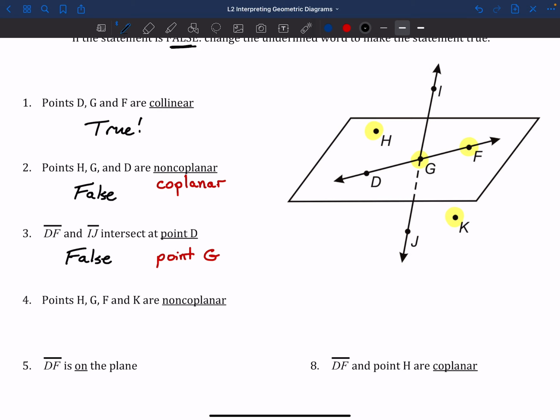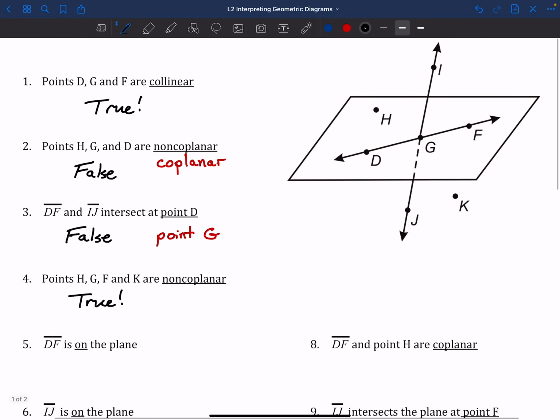K is just kind of floating off in space. It doesn't look like it's on that same plane that the other 3 are, right? So true, and that one's done. No big deal, right? The true ones are kind of nice because it's just like, all right, yeah, we're done. All right.